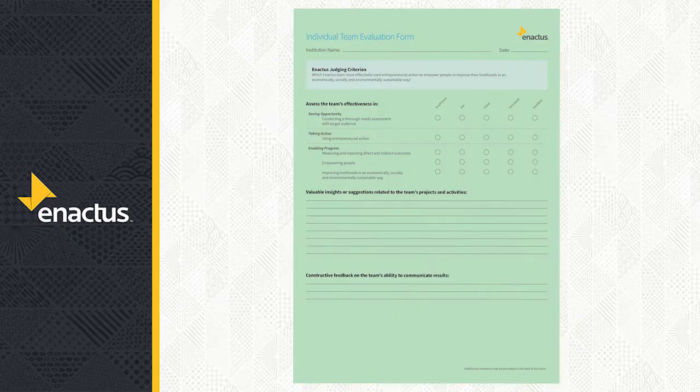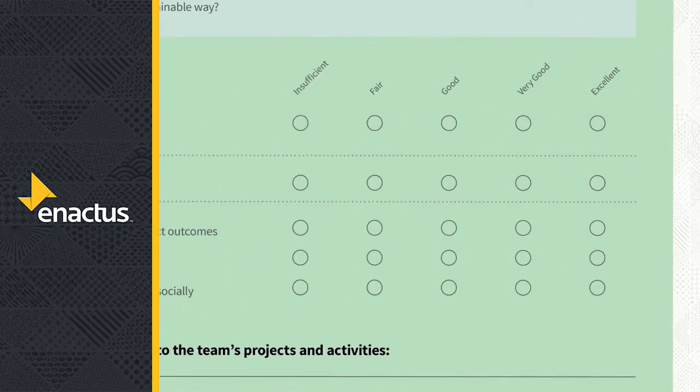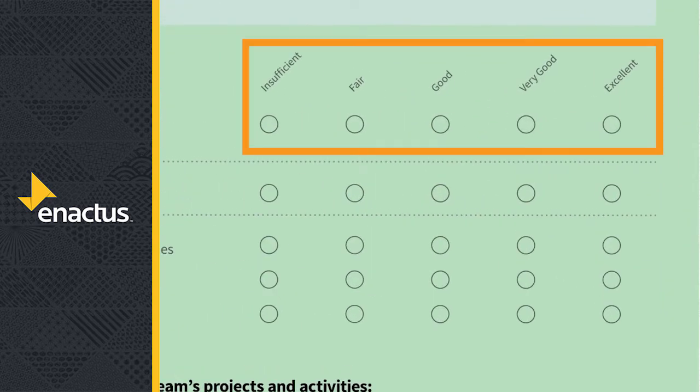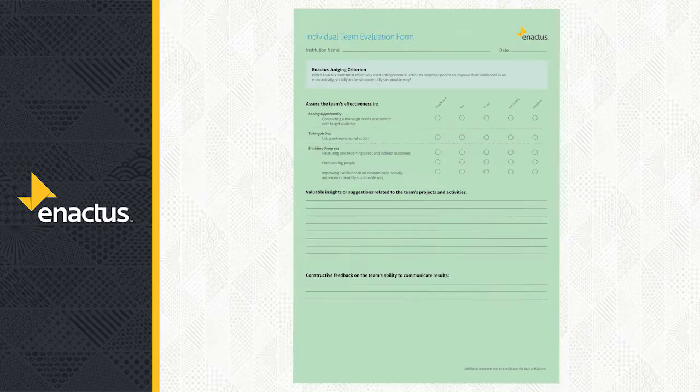We will now review the judging criterion and tools. Please turn to page 5 of your judge handbook. It's a green page. This is the individual team evaluation sheet, which outlines the judging criterion and elements. For each element, you will evaluate the team on a scale from excellent to insufficient. As each team presents, please use this evaluation form to take notes and mark down your assessments for each element.